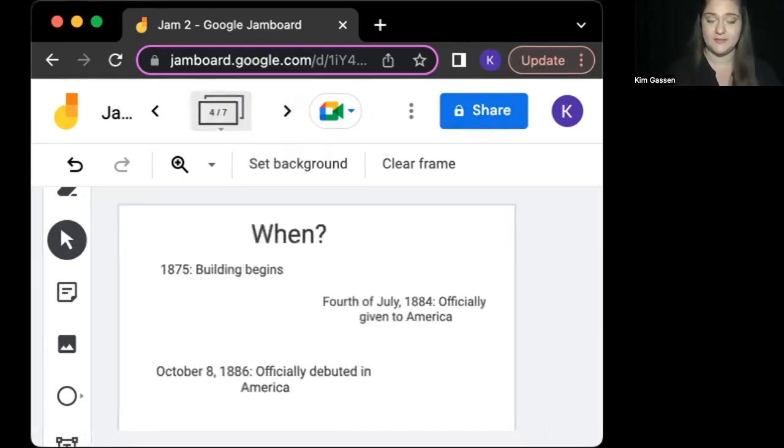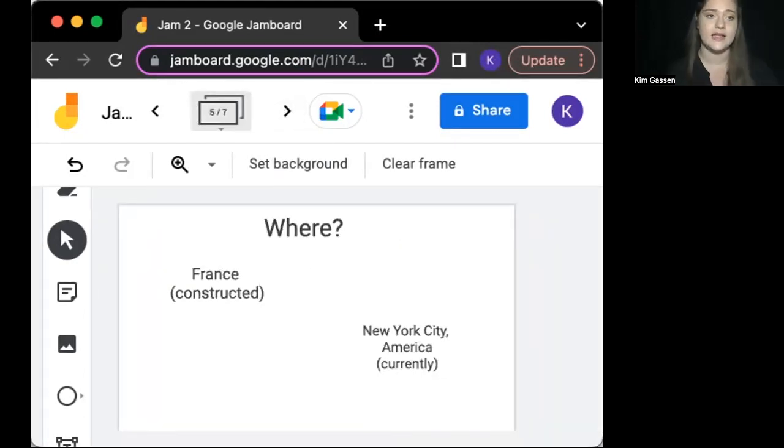So, when was it made? It started being built in 1875. It was given to America on the 4th of July, 1884, and it was officially reassembled, including its pedestal, on October 8th, 1886. So, where is it? It was built in France, and it's currently in New York City. So, I've answered who, what, when, and where.